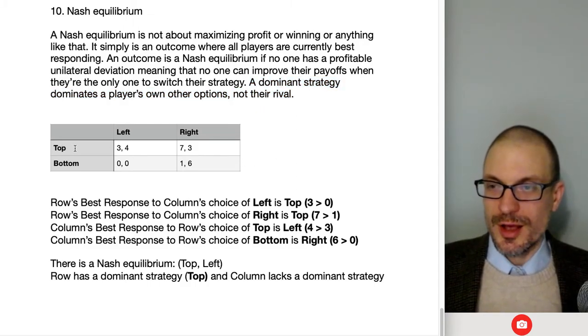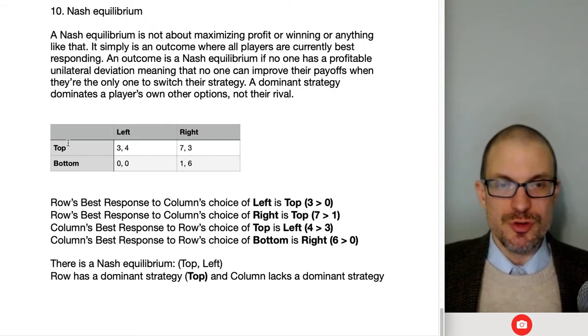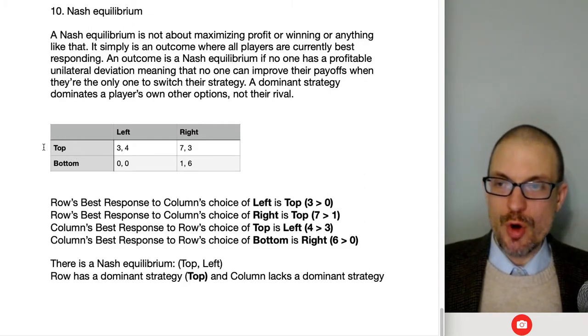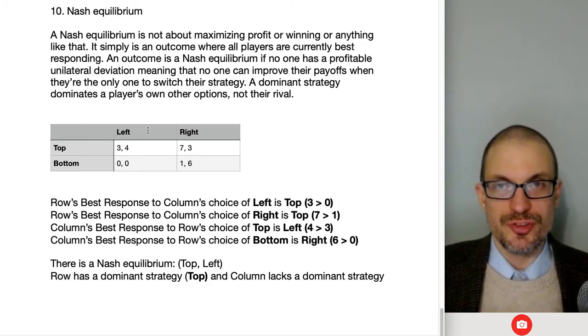All right, so here's a game I want to consider. We have two players, right? To be able to model something as a game, we've got to have players, strategies, and payoffs. So we have row player who can select the top row or the bottom row. We have column player who can select the left column or the right column.